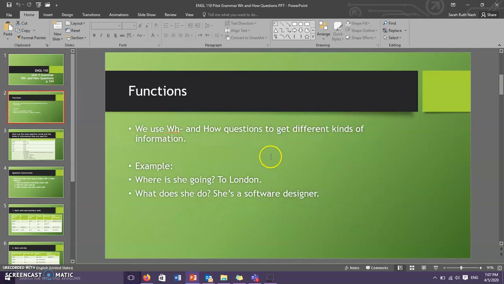So, today we will talk about WH and how questions and how we use these to get different kinds of information, right? So we know yes, no questions, and with those questions we can only get a yes or a no answer. But these are information questions, and of course we want to get different kinds of information.